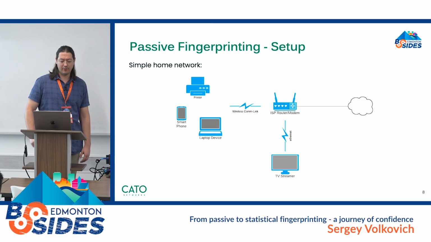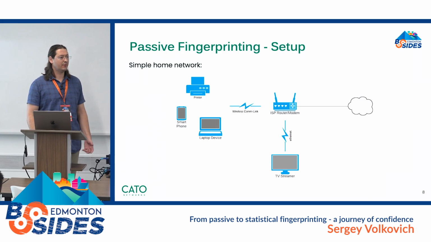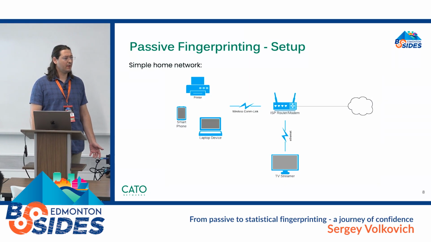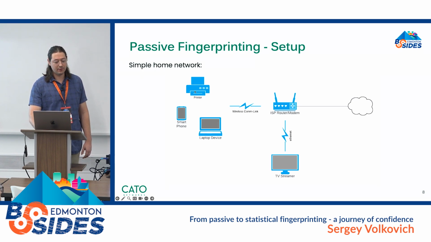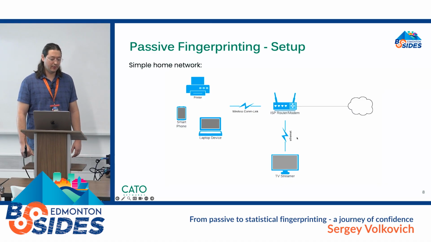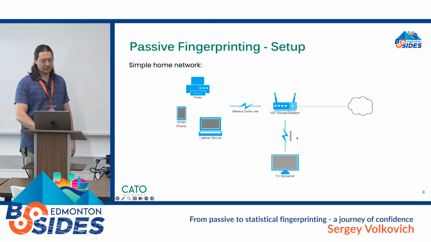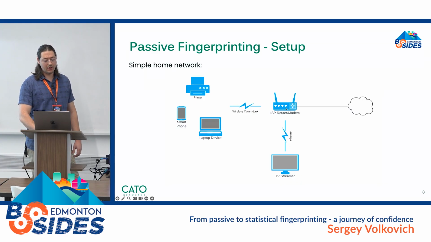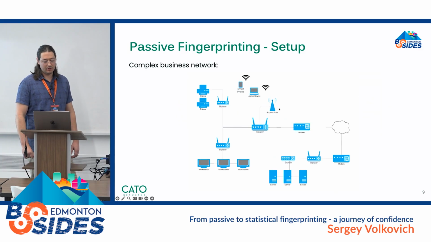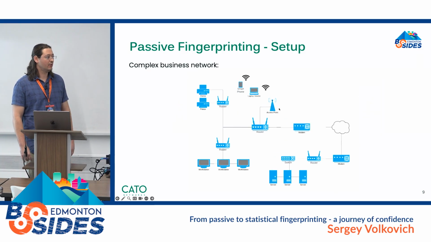Where does a fingerprinting system sit on the network? Well, this depends on the network. So in simple networks, the modem router has visibility into all of the devices, whether they're connected through Ethernet or wireless communication. So our agent or classifier can just sit on the router. Unfortunately, this isn't usually the case.